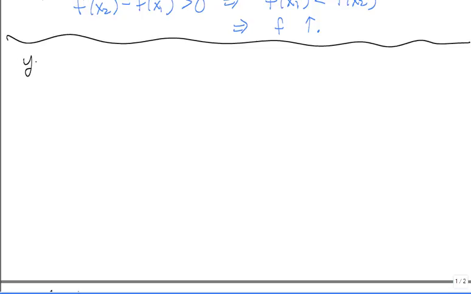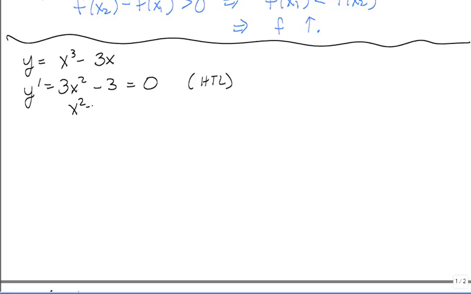Okay, for an example of this, let's pick x cubed minus 3x, and y prime is 3x squared minus 3. And if you set that equal to 0, that's where you have horizontal tangent lines. So we get x equal plus or minus 1. Now, we don't know if it's a max or a min. We know this is a polynomial, so it's continuous and differentiable. But we don't know if it's a max or a min.